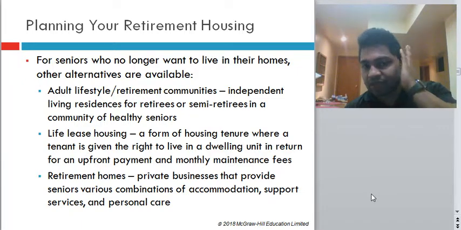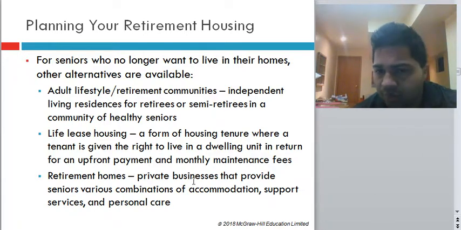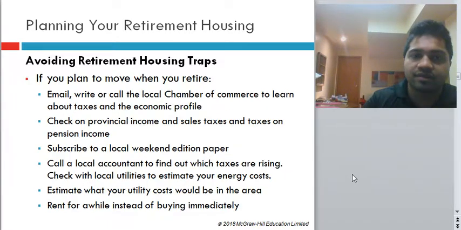Or you can go for retirement homes. The biggest advantage is they generally provide personal care. So it is a private business that provides seniors various combinations of accommodation, support service, and personal care.